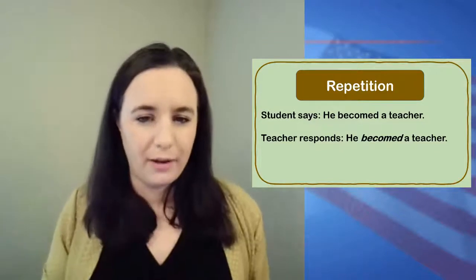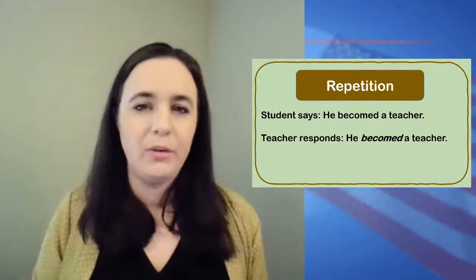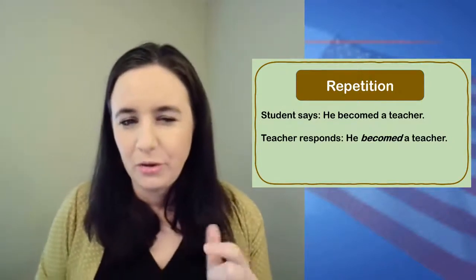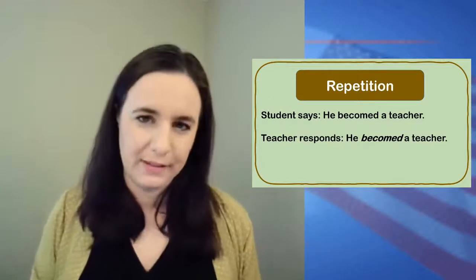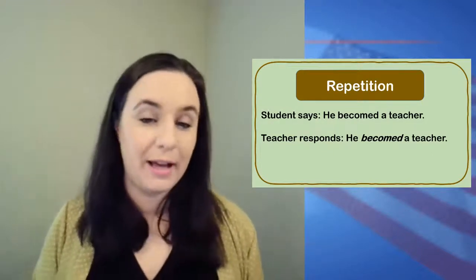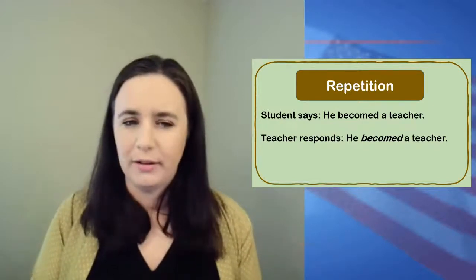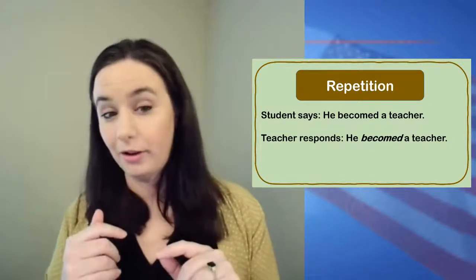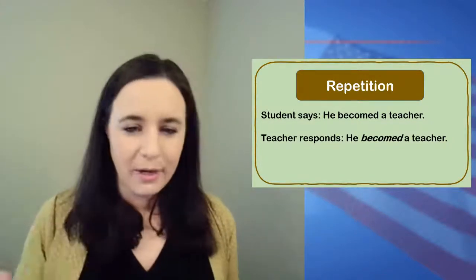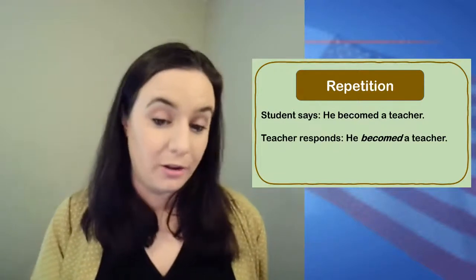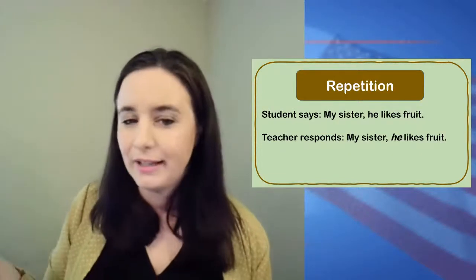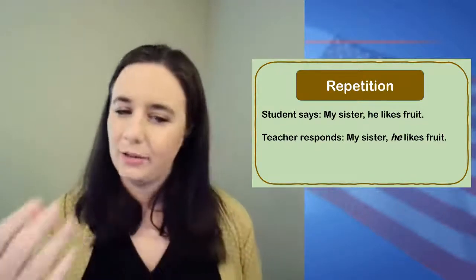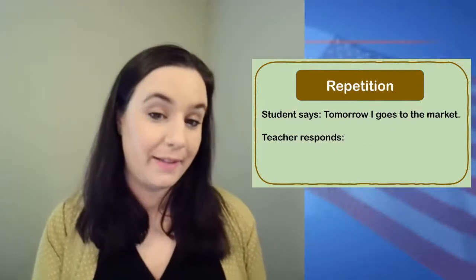But just so that we have all of them here, repetition is where you use your tone of voice. You restate exactly what the student has said, but you use your tone of voice to highlight the word that's incorrect. So if the student said "he becomed a teacher," the teacher can respond, "he becomed a teacher?" I know we all do this one. I think we all have that eyebrow look. Again, it's another way to bring them back and have them make that correction on their own. "My sister, he likes fruit." It's all about bringing the student back so they can make that self-correction.